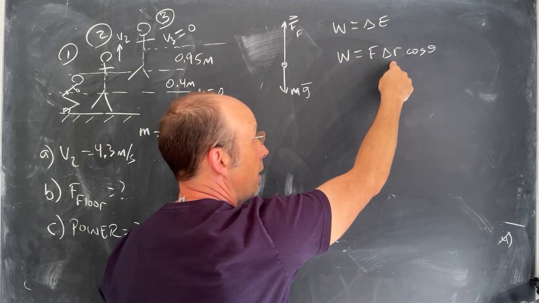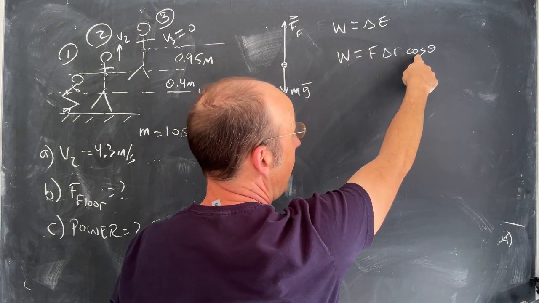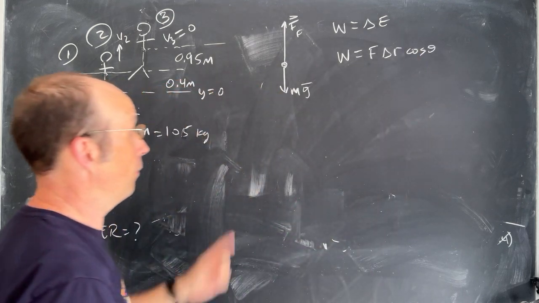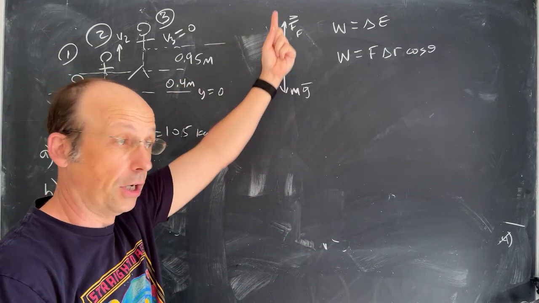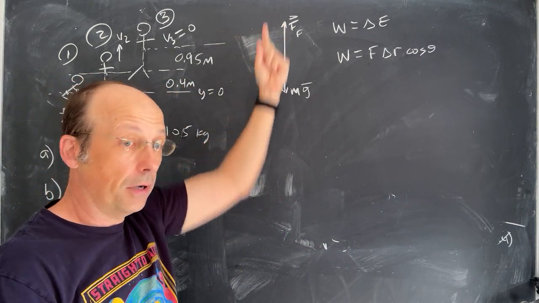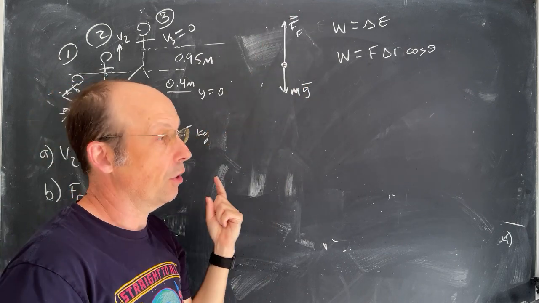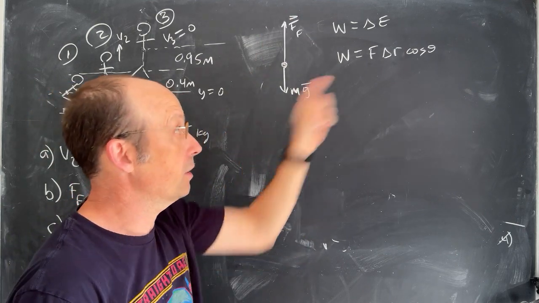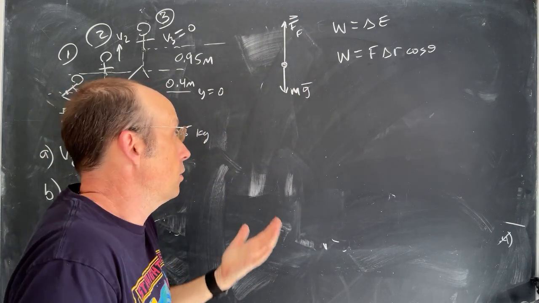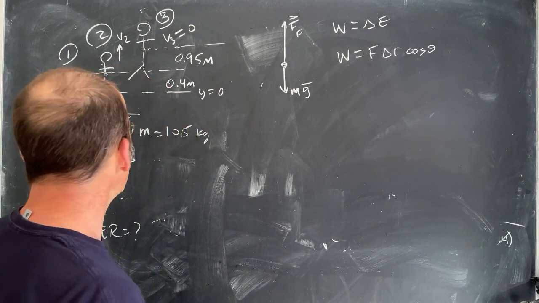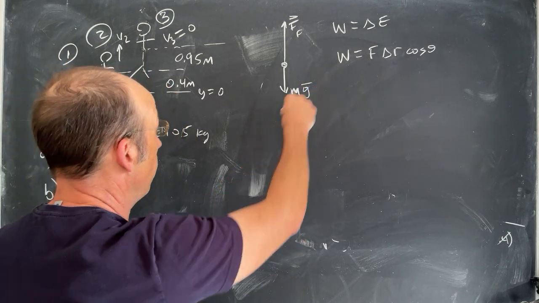So that's the force, that's the displacement, and that's the angle between the force and the direction they're moving. In this case, the force is pushing up, the object's moving up, those are in the same direction, so theta is 0. Cosine of 0 is 1. So that's good. Let's call this the work done by the floor.